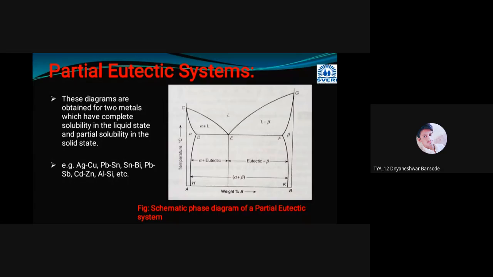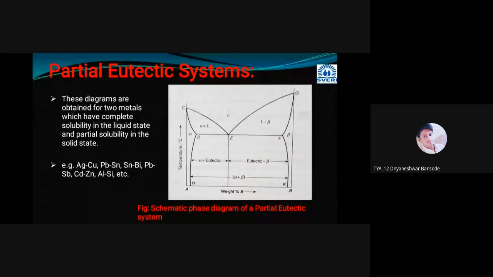Then there are two curves, HD and KF. These two curves indicate the solubility of element A in B and element B in A. Now, before explaining these two lines, HD and KF, which are solvus lines, we should understand the meaning of alpha and beta here. Alpha and beta are nothing but solid solutions. Alpha is the solid solution of element B in element A, meaning element A is the parent metal here and element B is the alloying element.